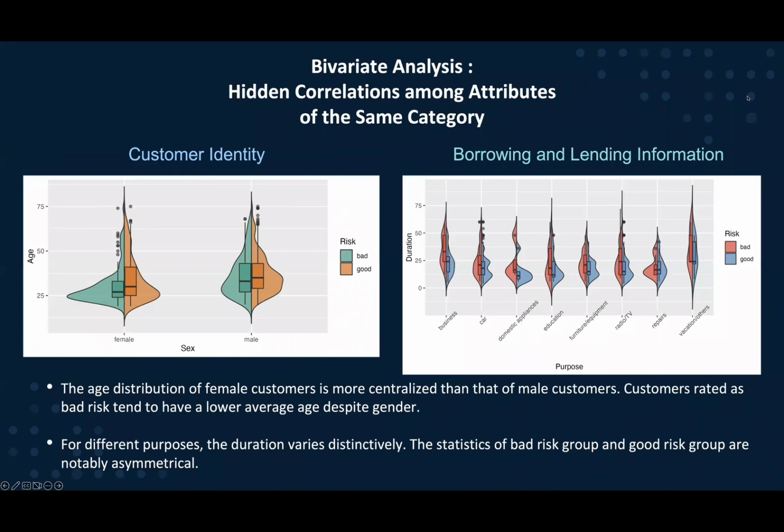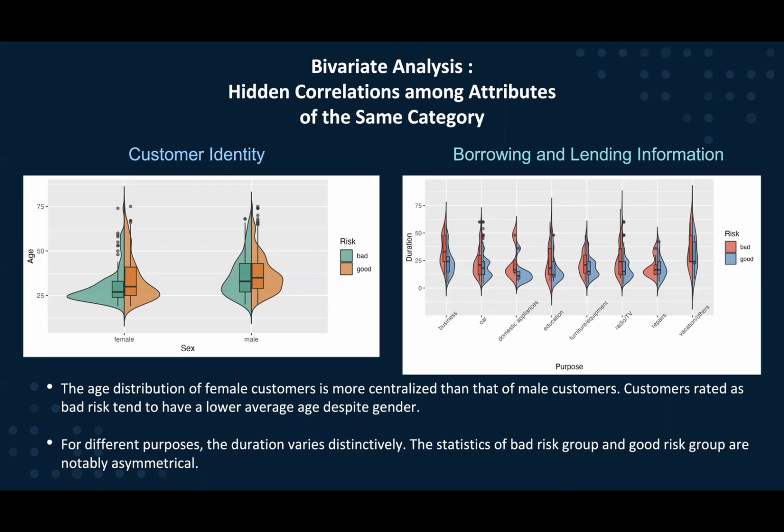Then we further analyze the hidden correlations among multiple attributes using split violin plots. We first look at them under the same category. The left figure shows the distribution of age versus sex and risks. We can tell that the age distribution of female customers is more centralized than that of male customers. Customers rated as bad risk tend to have a lower average age despite gender.